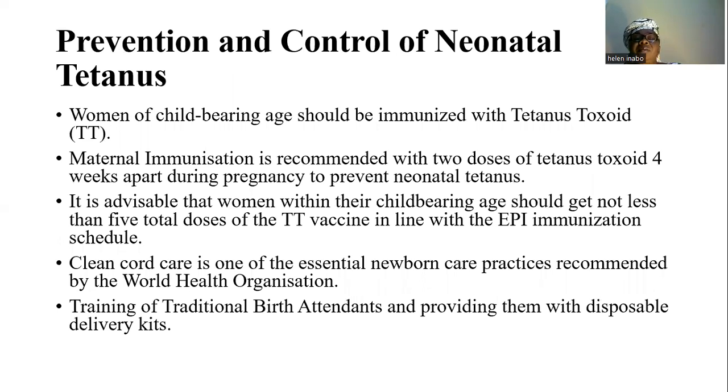How can neonatal tetanus be prevented and controlled? Women of childbearing age should be immunized with tetanus toxoid. Maternal immunization is recommended with 2 doses of tetanus toxoid 4 weeks apart during pregnancy to prevent neonatal tetanus. It is advisable that women within their childbearing age should get not less than 5 total doses of the tetanus toxoid vaccine in line with the expanded program of immunization schedule.